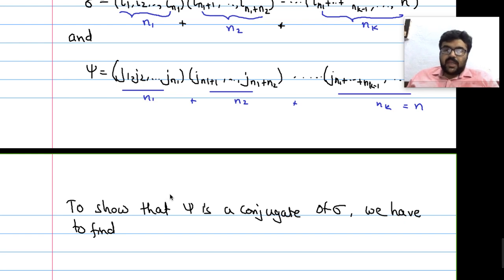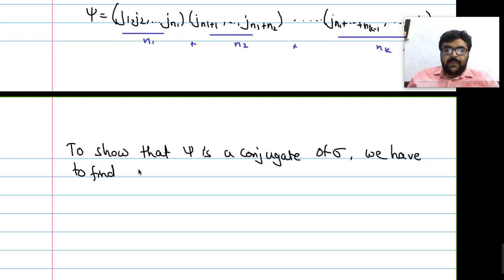To show that psi is a conjugate of sigma, we have to find some theta such that psi equals theta inverse sigma theta.